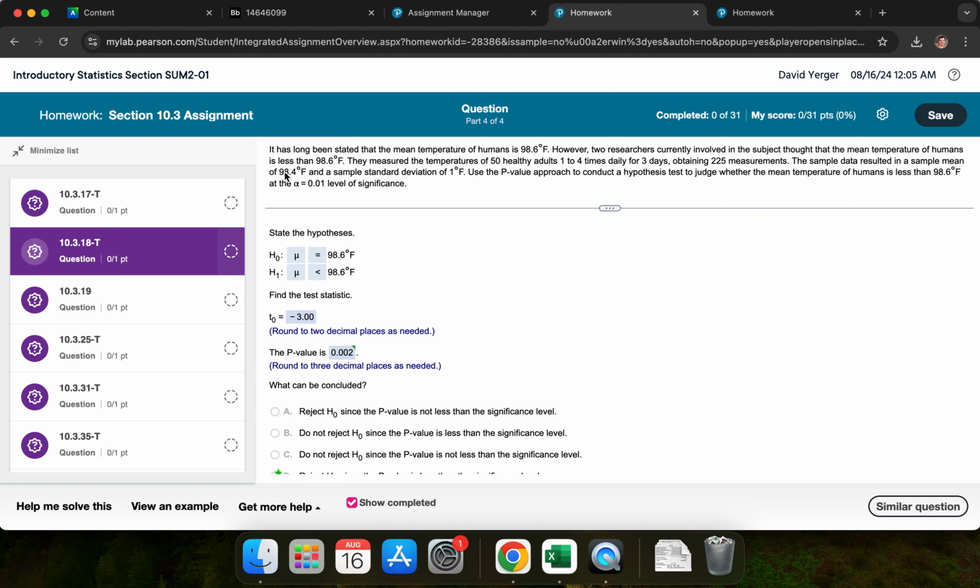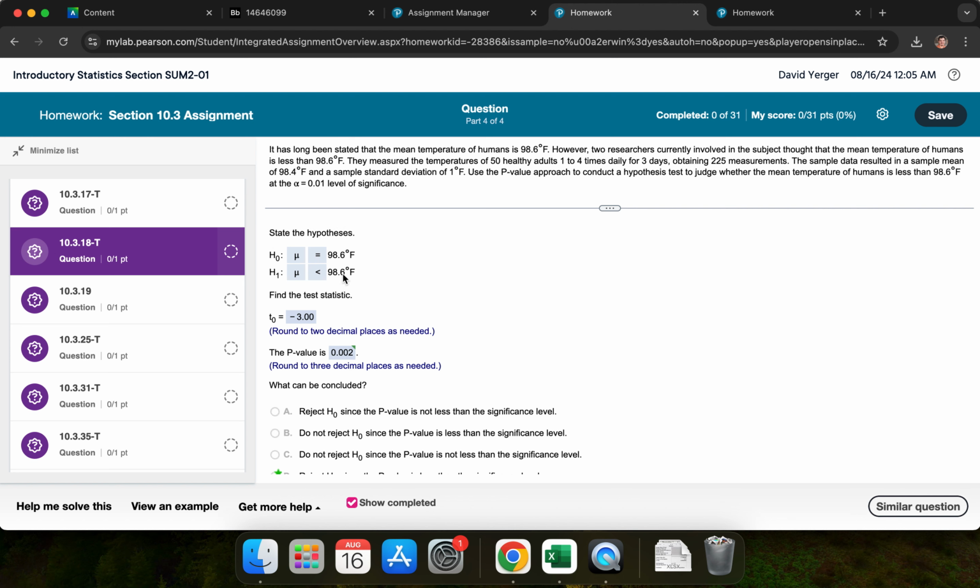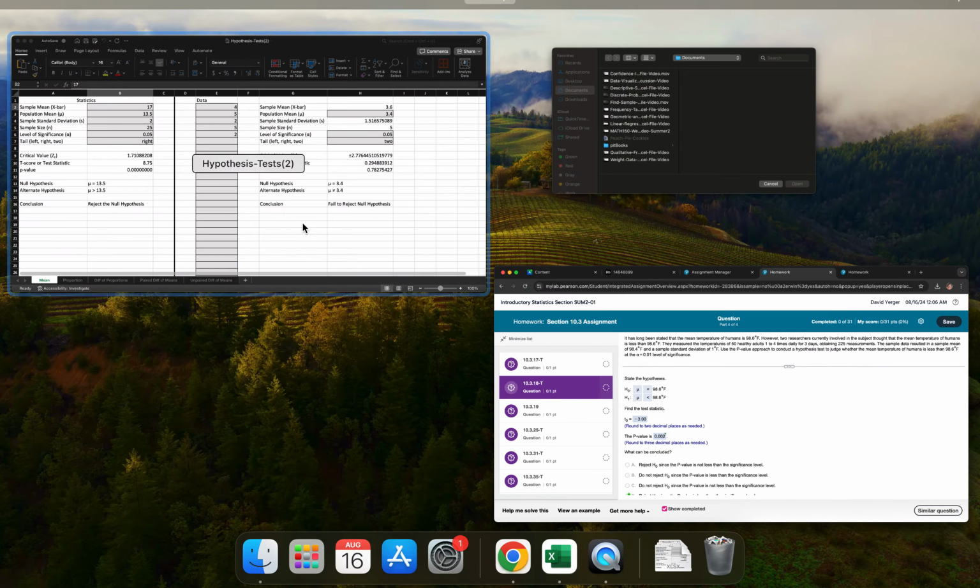So it's a little lower, right? 98.4 versus 98.6. Standard deviation is 1 degree. And we want to use a hypothesis test to see if these researchers are onto something. So these hypotheses, you want to do the reading to make sure you know how to set up the hypothesis test. It's an important part. But I want to show you specifically how to use this Excel file.